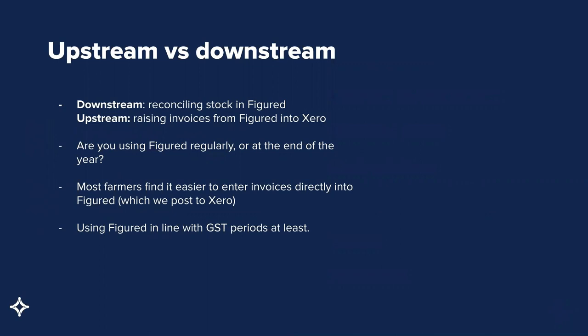So the question really is, are you using Figured regularly or are you using it more at the end of the year? If it's at the end of the year, downstream works really well. You're just reconciling those quantities and stock classes. But then if you want to use it regularly, upstream works a lot better. It's a lot easier too. And most farmers find it easier to enter those invoices directly into Figured, which we then post through to Xero.